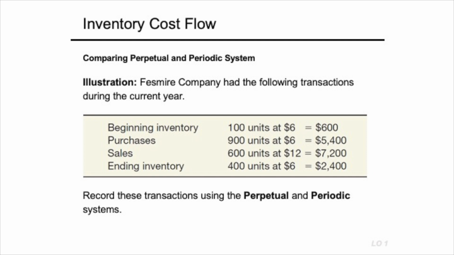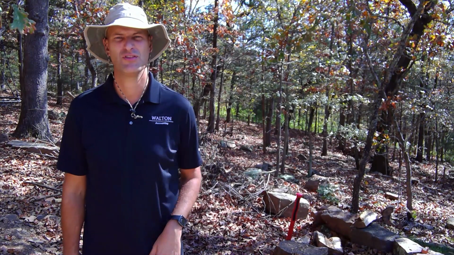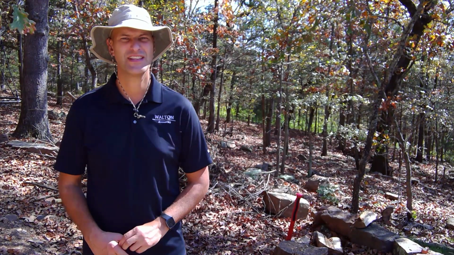Then they have purchases of 900 units at $6, which would bring their goods available for sale, or their purchases, to $5,400. They have sales of $7,200, and they have ending inventory of 400 units at $6, again, because all their purchases and their beginning inventory were all at $6. So their ending inventory is worth $2,400.